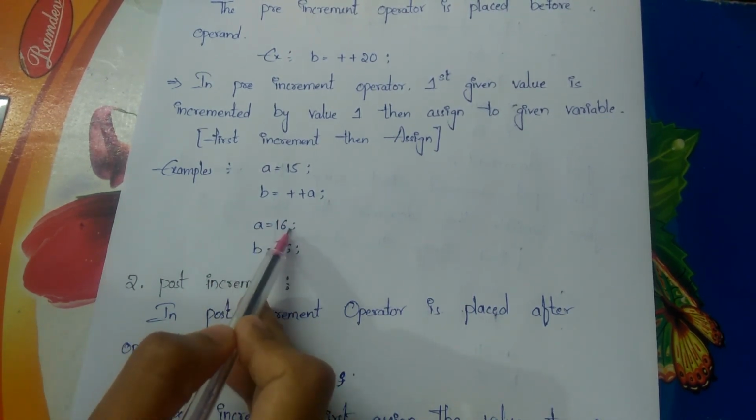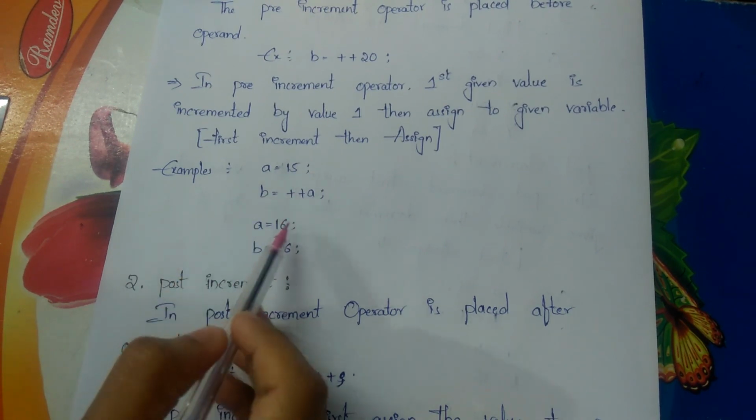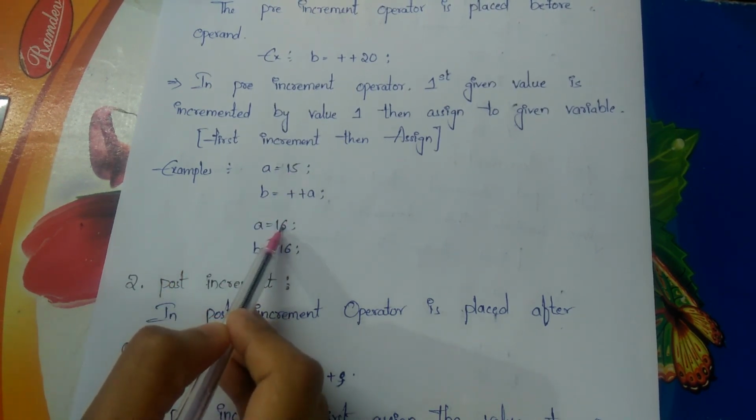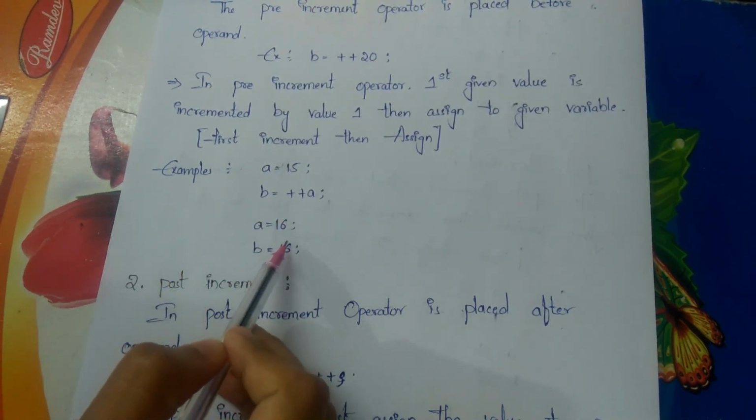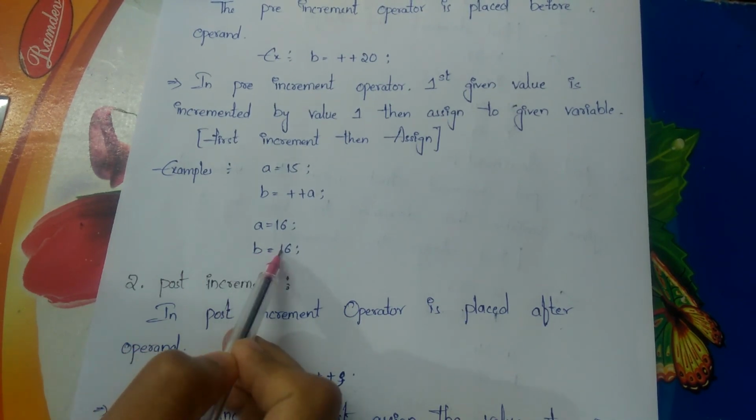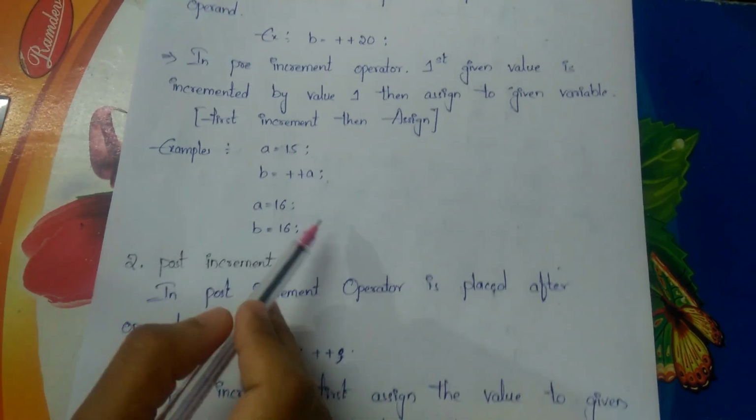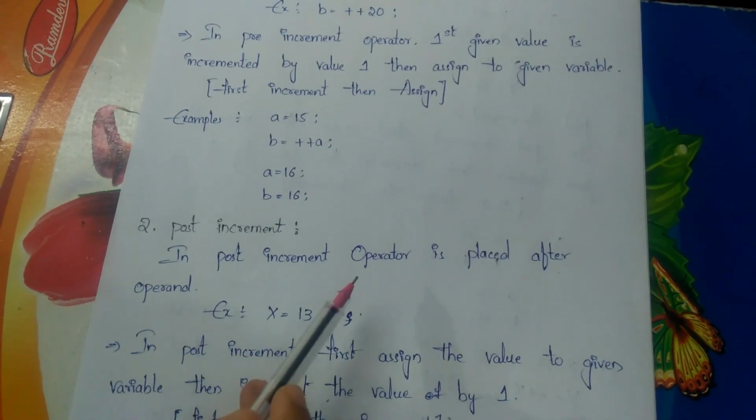So a is equals to 16, after incrementing, 15 will be incremented to 16 and then we will assign it to b. So that is b is equals to 16. So first increment, then assign in the pre-increment. Next let's see the post increment.